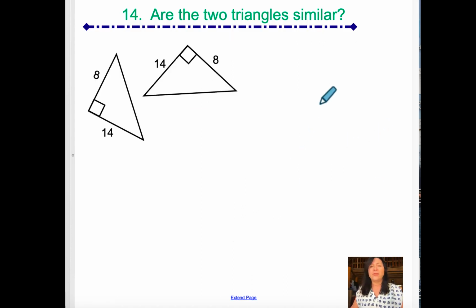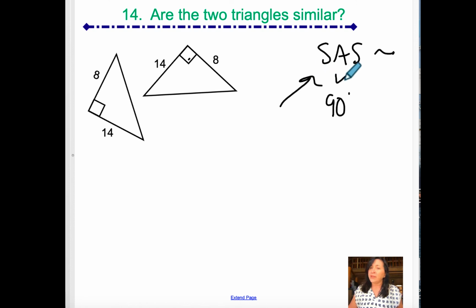Are these 2 triangles similar? If they were similar, they would be similar by side angle side similarity. But that would mean that the angles would have to be the same. Check, they're both 90. So that's true. And it also means that my sides are proportional. So let's check. 8 is to 8.